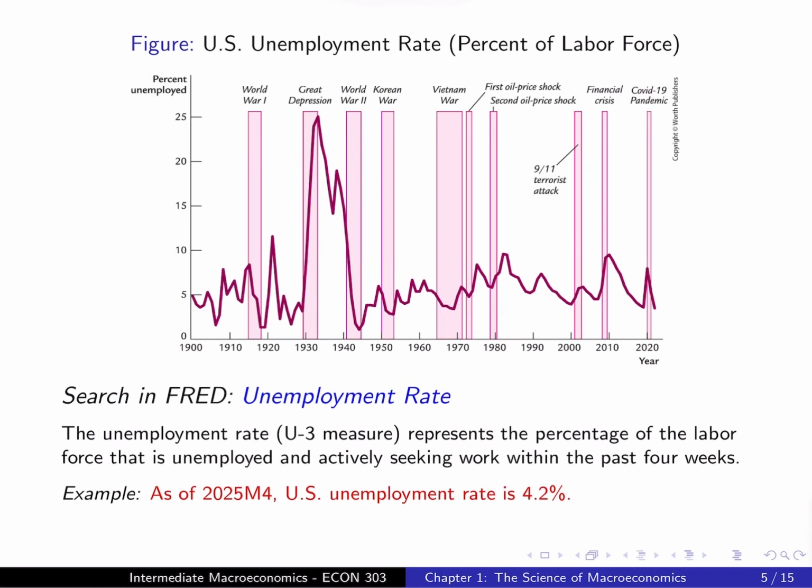The unemployment rate, specifically the U3 measure, represents individuals in the labor force who are currently unemployed and have actively looked for work within the past 4 weeks. It is a key indicator of labor market health and overall economic performance. You can find this data on FRED by searching unemployment rate. For example, as of April 2025, the U.S. unemployment rate is reported at 4.2%.